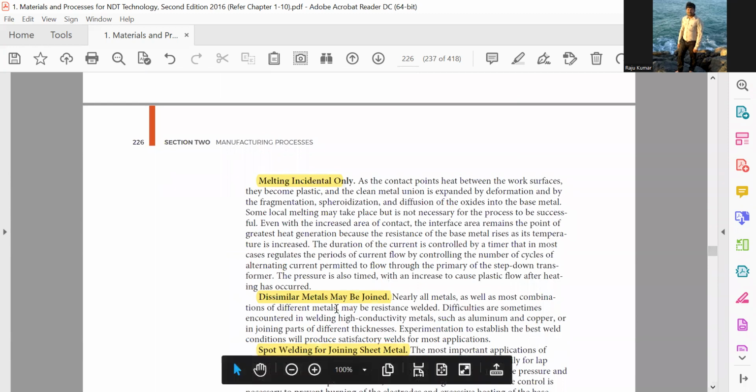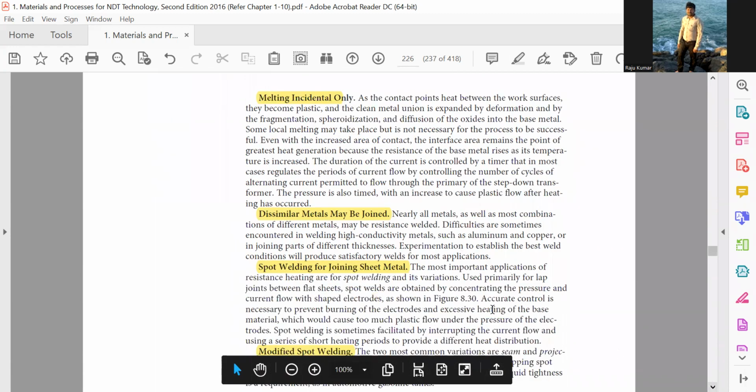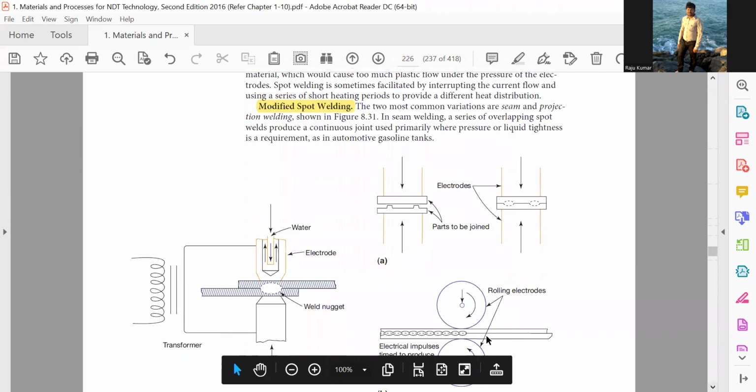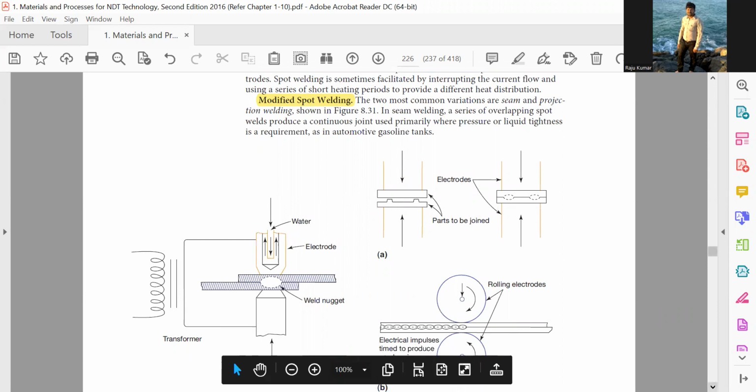Melting is incidental only. Dissimilar metals may be joined. Spot welding for joining sheet metal. Modified spot welding. So this is the spot welding. You have the parts to be joined, and the electrode.